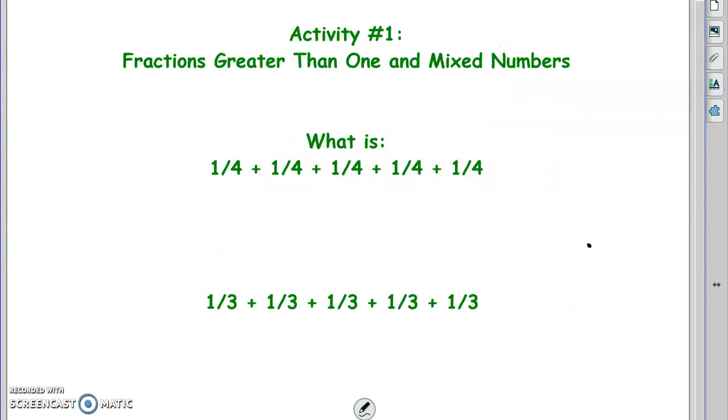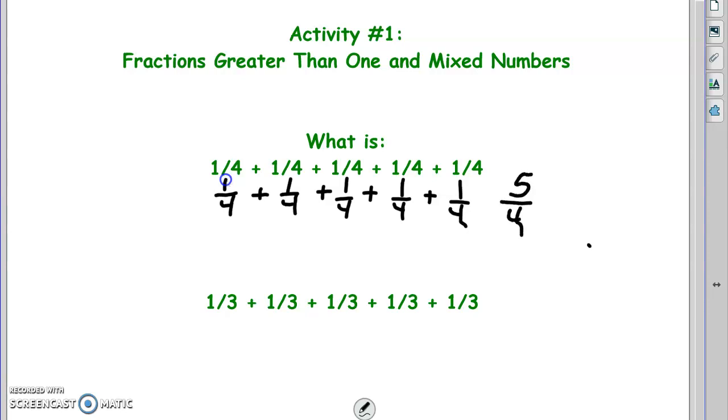Let's take a look at a problem without the picture. Now this kind of bugs me that those 1/4 are written up and down like that. Maybe it bothers you too. So I'm just going to write them the way I like to see them. How many fourths do we have here? 1, 2, 3, 4, 5. So we have 5/4, and that is an improper number. Okay, and what we're going to work on today is switching from this improper number to a mixed number.